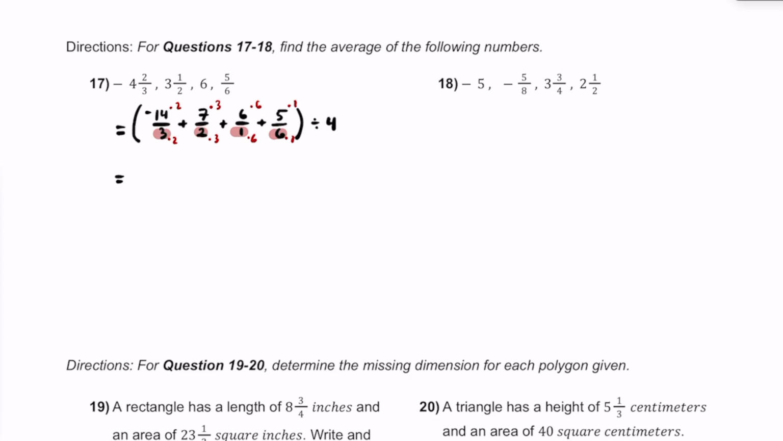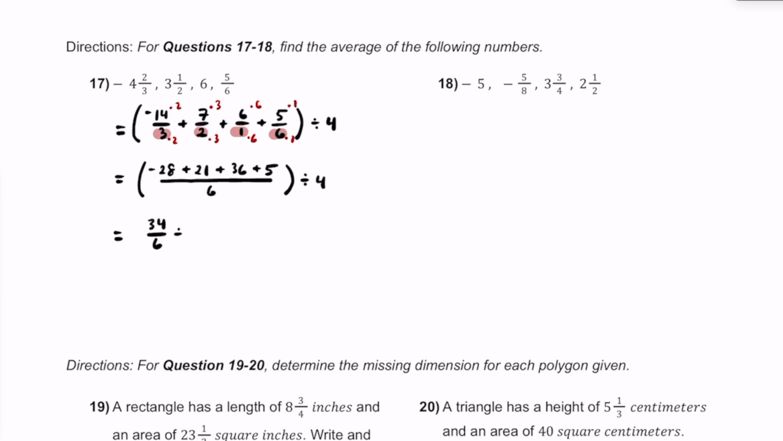And so if you go ahead and rewrite this here, looks like we're going to have negative 28 plus, what do we have? 7 times 3 is 21. Plus 6 times 6 is 36, plus 5 times 1 is going to be 5. So we go ahead and add all those numerators together once they're all over the same denominator of 6, and then divide by 4 here. All right, now negative 28 plus this 21 is going to be negative 7. Negative 7 plus 36 is going to be 29. 29 plus 5 is going to be 34. So we're really looking at here 34 over 6. And we're going to divide this by 4.